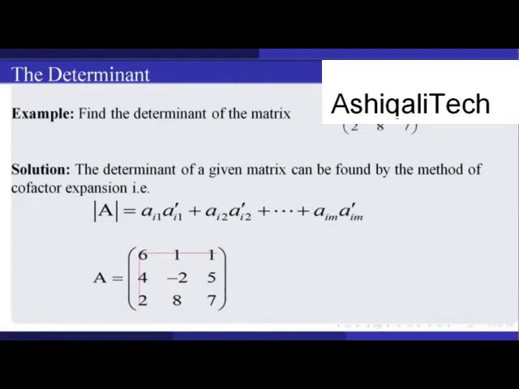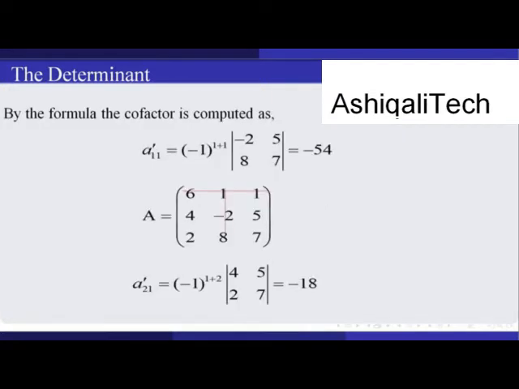Example: find the determinant of a matrix A which is given. The determinant of the given matrix can be found by the method of cofactor expansion. That is, determinant of A is equal to Ai1 prime and so on. So we get, crossing the first row and first column, by the formula, the cofactor is computed as A11 prime is equal to (-1) power 1 plus 1 times the minor, which is equal to -54.